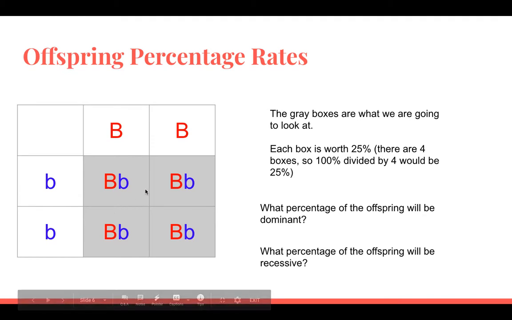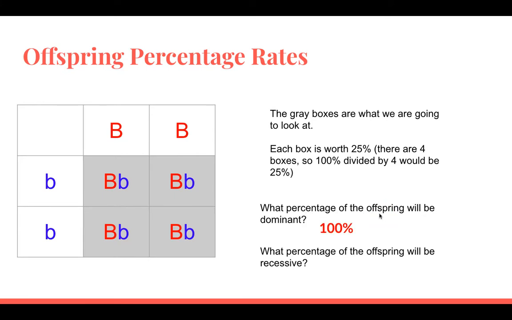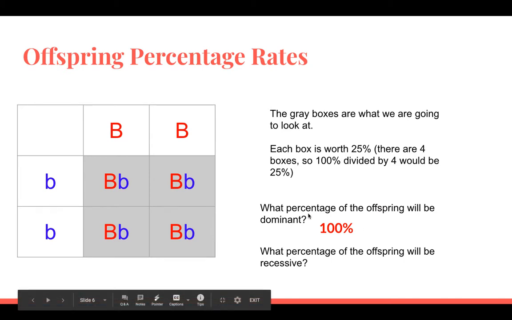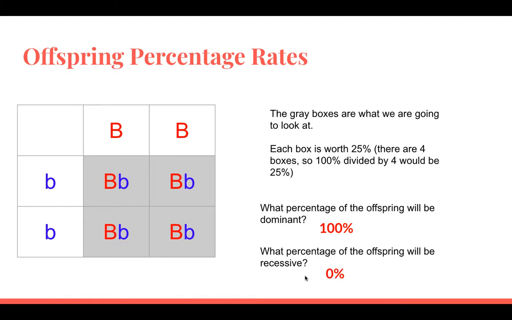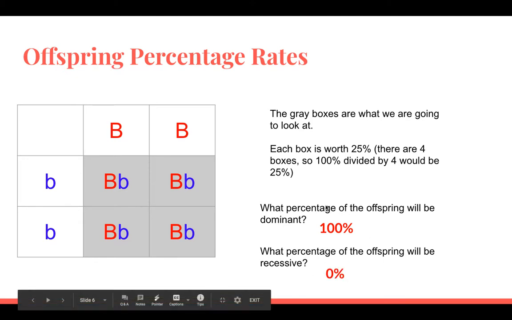So if we're looking at this example, we have the same thing, right? We've got a big B and a little b in each of the boxes. So what percentage of the offspring will be dominant? 100%. So what does that leave for the offspring that are recessive? 0, right? You always want these two numbers to add up to 100%. You cannot have more, you cannot have less. It will always equal 100%.